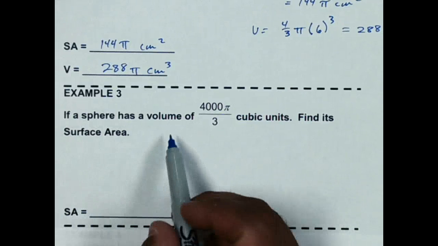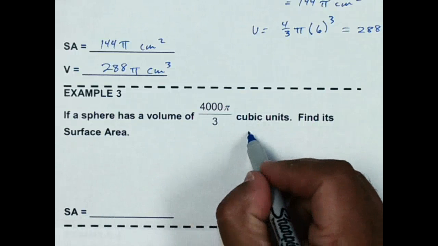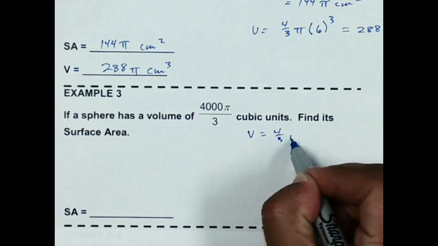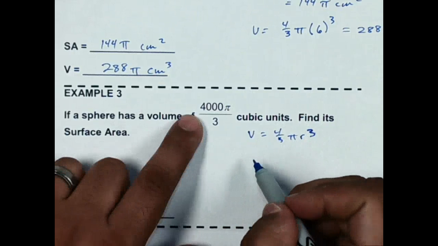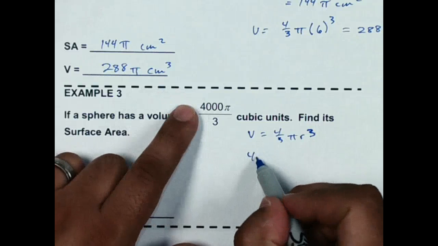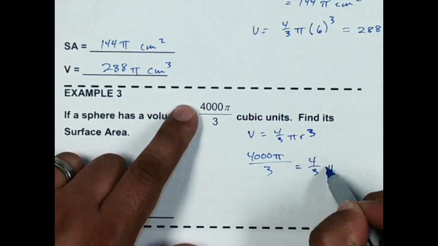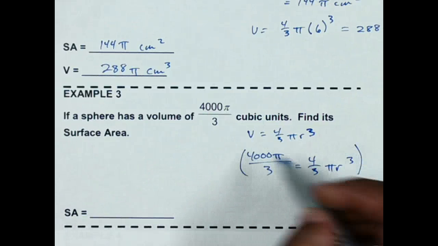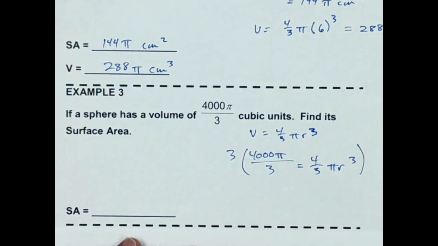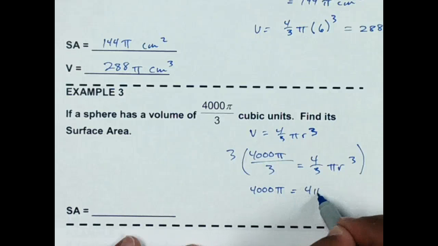Alright, sphere has a volume of 4,000 pi over 3 cubic units. Find the surface area. So my volume is 4/3 pi r cubed, and I'm going to have to substitute in this 4,000 pi. Now in order to solve this, the first thing I'm going to do is get rid of this denominator. So that means I have to multiply everything by 3. So that becomes 4,000 pi is equal to 4 pi r cubed.